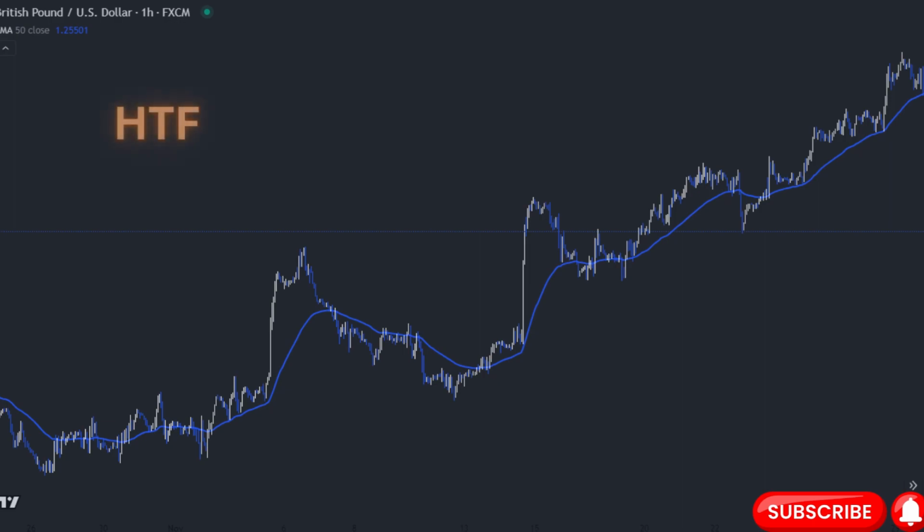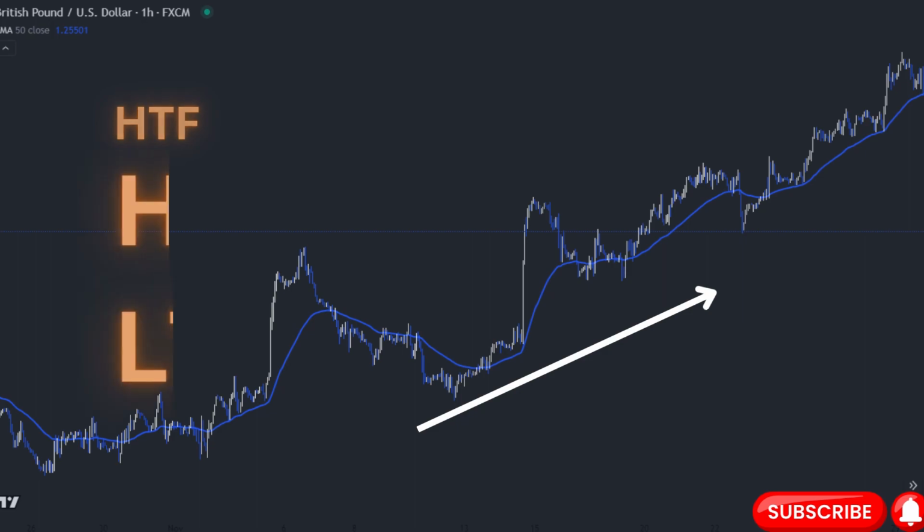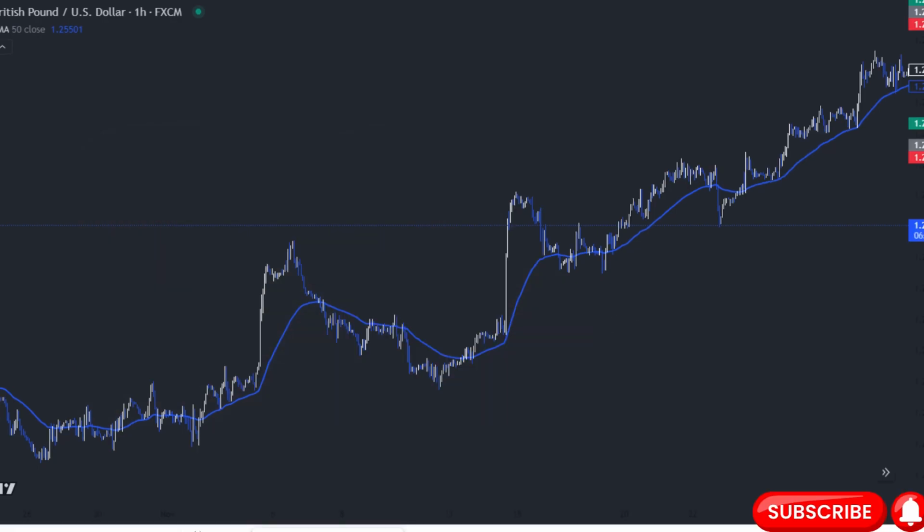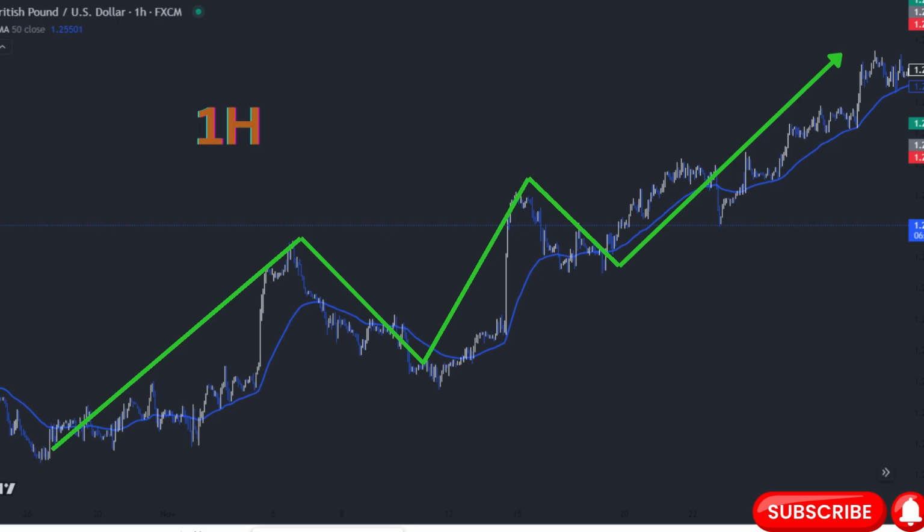First, go on a higher time frame and see the direction of the trend, meaning bullish if the price is above the 50 EMA and bearish if the price is below. In this strategy, the higher time frame we shall be using is 1 hour and the lower time frame is going to be 5 minutes. Let's say on 1 hour we're above the 50 EMA. Here, we have to move on to 5 minutes.